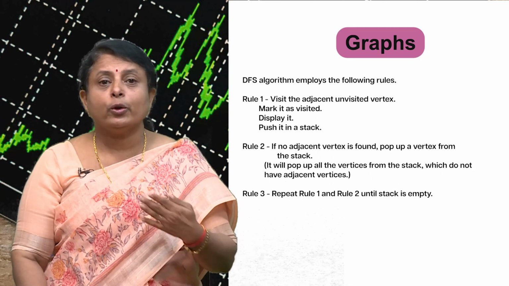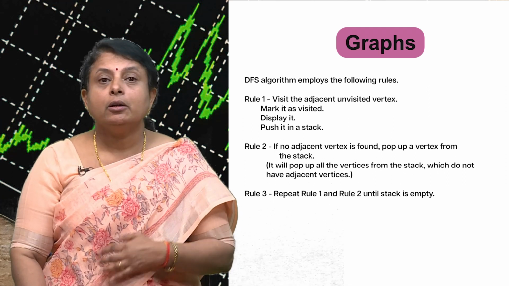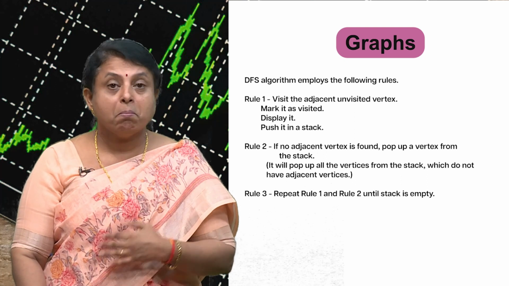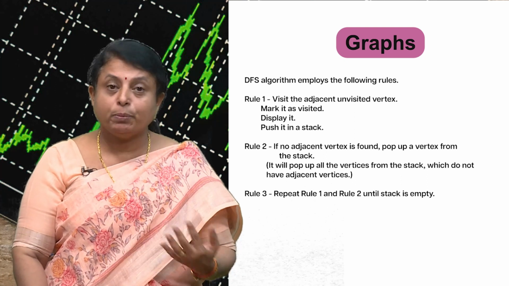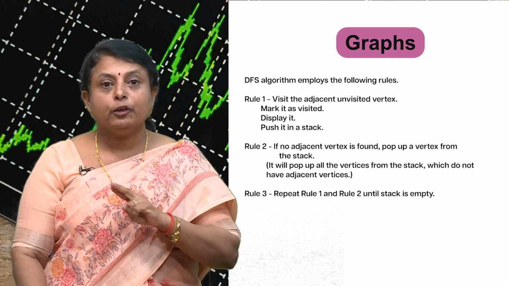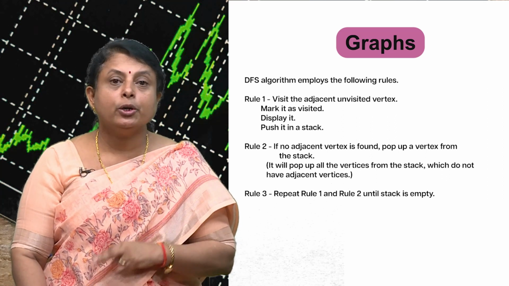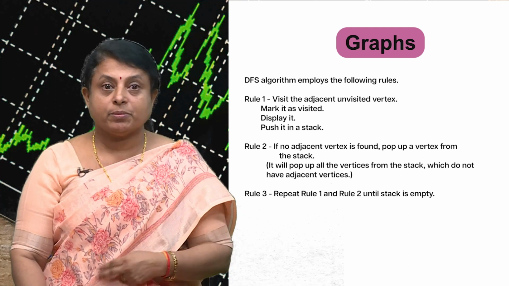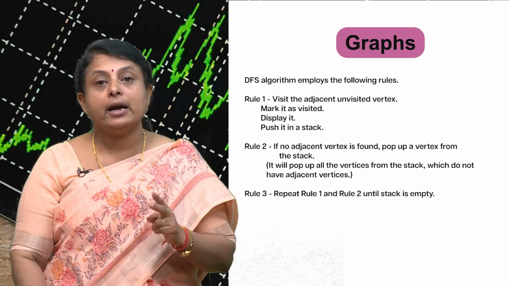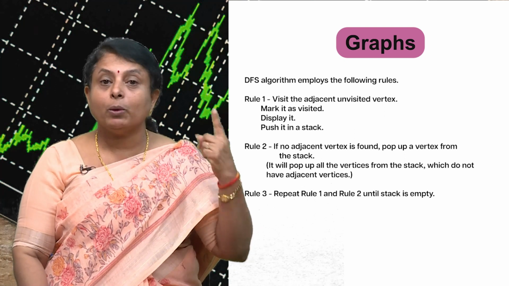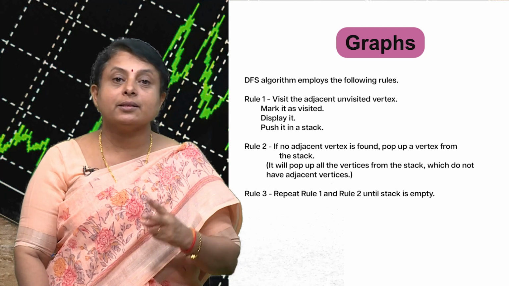DFS employs following rules. Rule 1: visit the adjacent unvisited vertex, mark it as visited, display it, push it into the stack. Rule number 2: if no adjacent vertex is found, pop up a vertex from the stack, pop up all vertices from the stack which do not have adjacent vertices. Rule number 3: repeat rule number 1 and rule number 2 until the stack is empty.